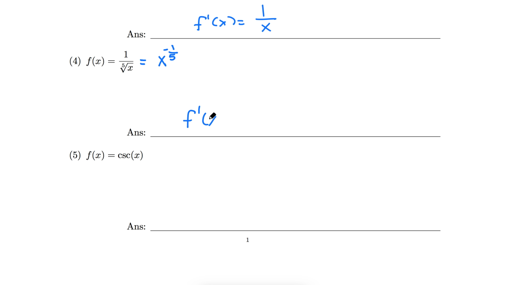Now we can apply the power rule to find the derivative. So bring negative 1 over 5 down and subtract 1 from negative 1 over 5. So that will give us negative 1 over 5 times x to the power negative 6 over 5.